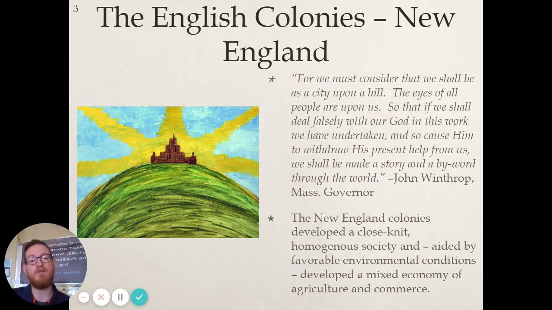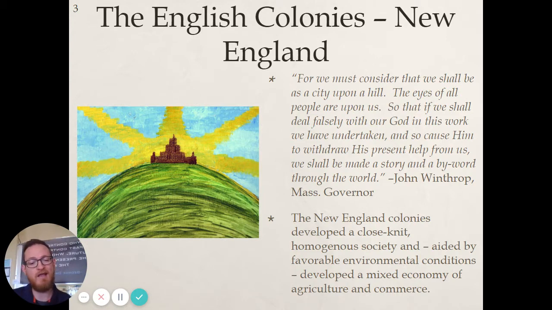They saw themselves, going back to the biblical reference to some of Jesus's teaching, where he says that his believers should be as a city upon a hill. And that's what they viewed their purpose as, to come here for religious freedom and then to be this example and model of a Christian society for the rest of the world.